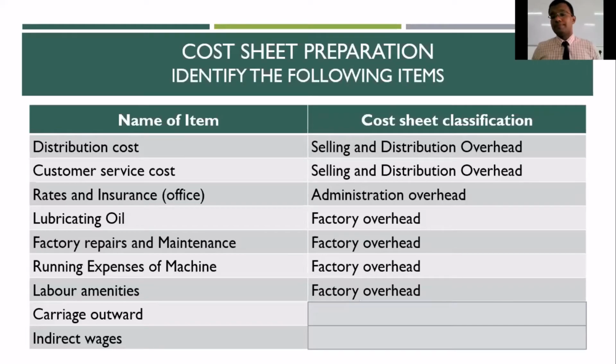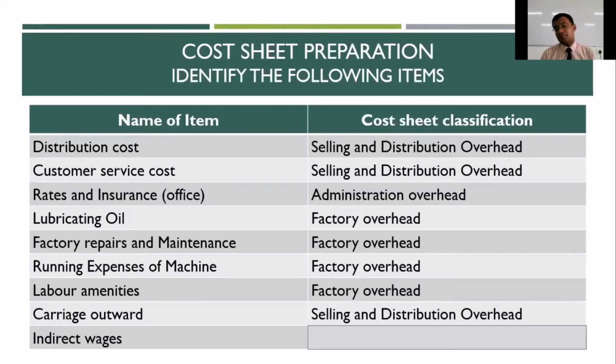Carriage outward. Now, what is meant by carriage outward? Carriage outward is the transportation cost that you incur for transporting out the finished goods. So that is what is meant by carriage outward. Any guesses where this would fall? It's a part of your selling and distribution overhead.